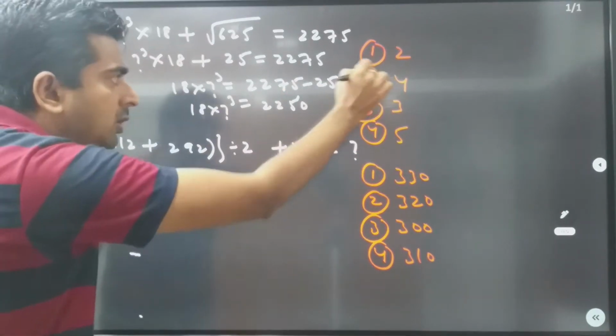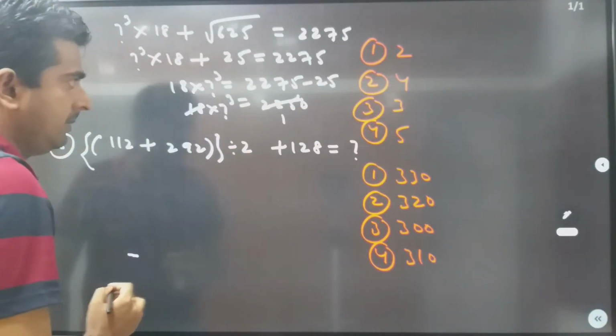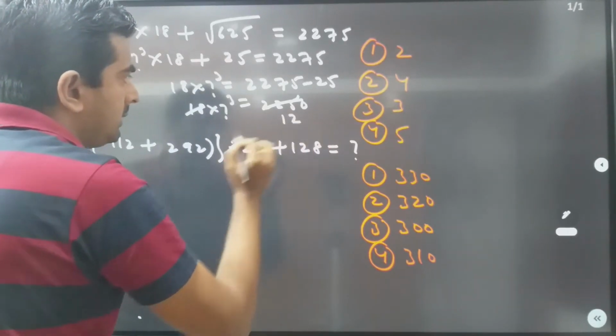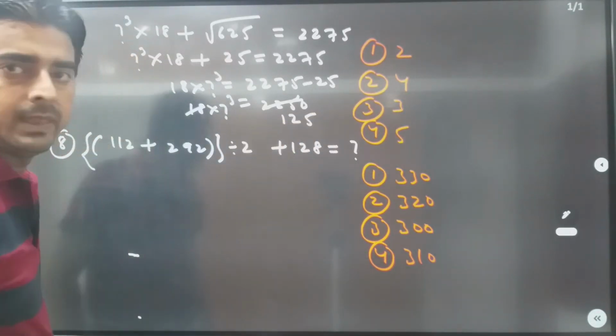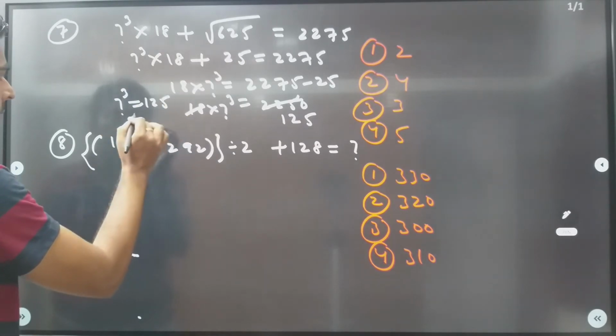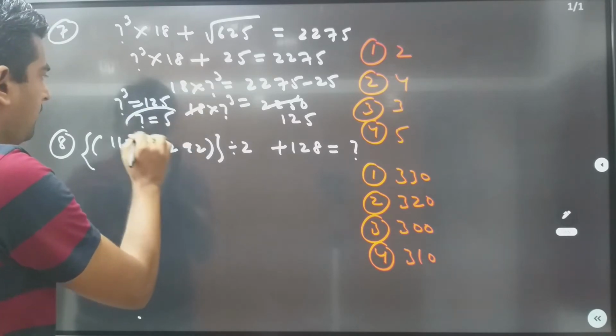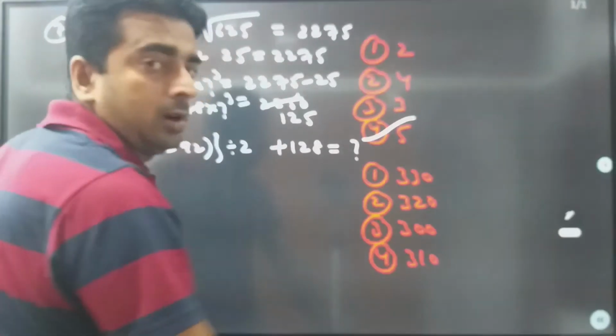Cancel this number because your options are in integer. So 18 ones are 18, 18 twos are 36, 18 fives are 90. So question mark cube is equal to 125. What is the value of question mark? Cube root of 125, which is 5. My answer is fourth option.